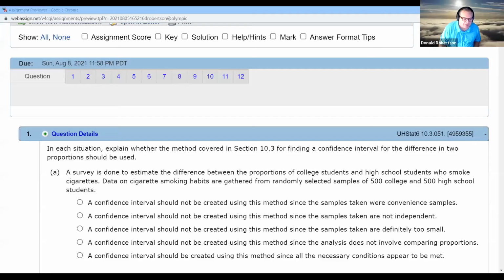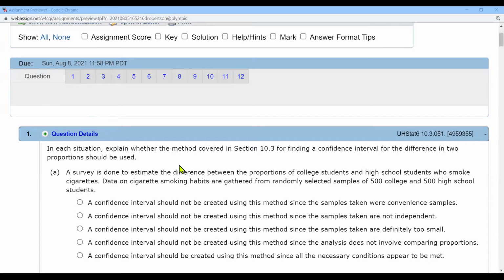Okay. Right. Are you all looking at question 1 WebAssign? So you're not seeing question 1 WebAssign. Are you seeing it? I don't know what I'm saying. What are you saying now? We see it now. You are saying in each situation explain. Is that the sense? Yes. Yeah. Oh, good. Okay.